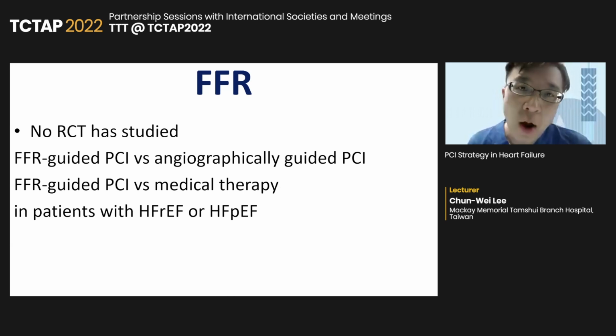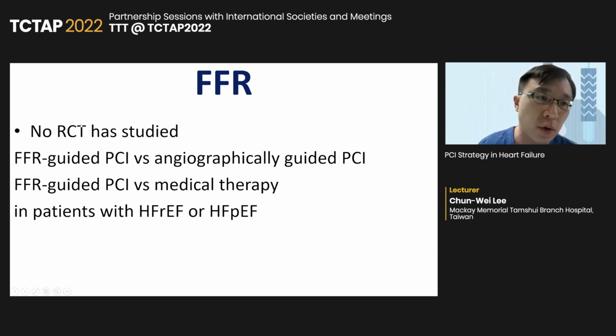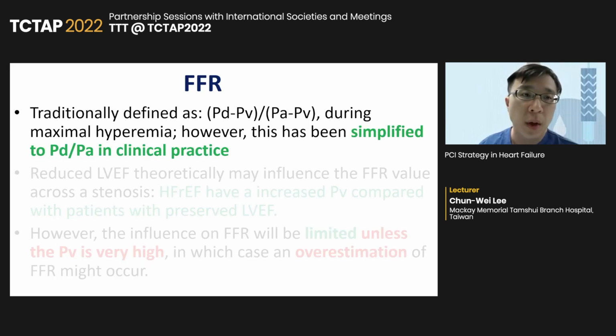How about FFR utilized in PCI plus heart failure? Actually, there are no RCTs that study FFR-guided PCI versus angio-guided PCI in heart failure patients. Meanwhile, there are still no RCTs to tell us whether FFR-guided PCI is better than medical therapy in heart failure patients, no matter whether the ejection fraction is preserved or reduced.